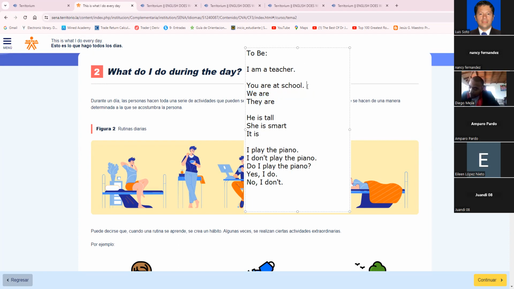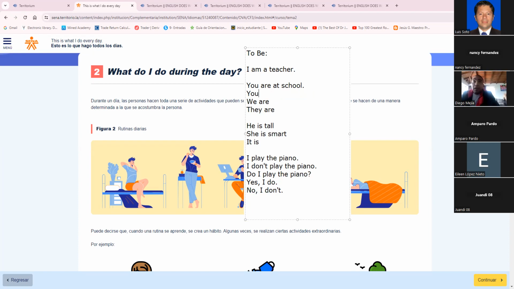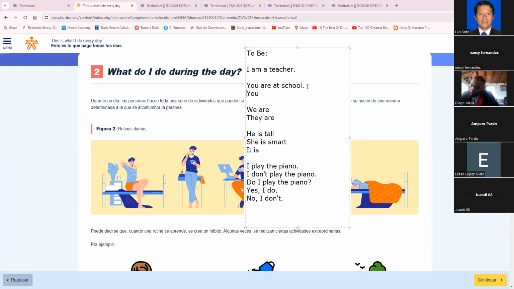Pero si yo digo you are at school, la forma de negarlo, ¿cómo lo negamos? ¿Cómo negamos esto? How do you make the negative form of this? Come on. Just write it down on the chat, please. How do you make the negative form of the verb to be here? Escríbalo. Muy bien, vamos a ver quién dijo. Ok, muy bien. You aren't at school. You are a liar. Eres un mentiroso. Y estás en la escuela. Okay, you are in school.